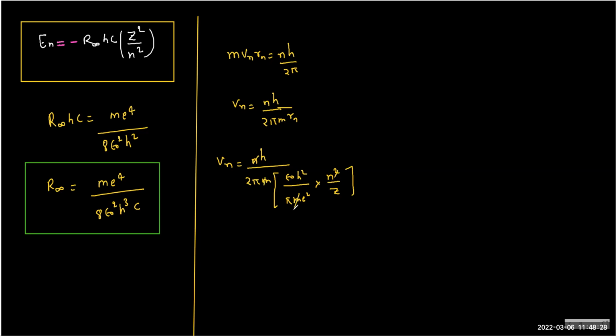M will cancel out, pi will cancel out. Oh, that's even nicer. So what are we left with? H will also cancel out. Oh, that's great. So we have Vn equals e square over 2 epsilon naught h. Yeah, that's really cool. And the rest is simple: Z by n.